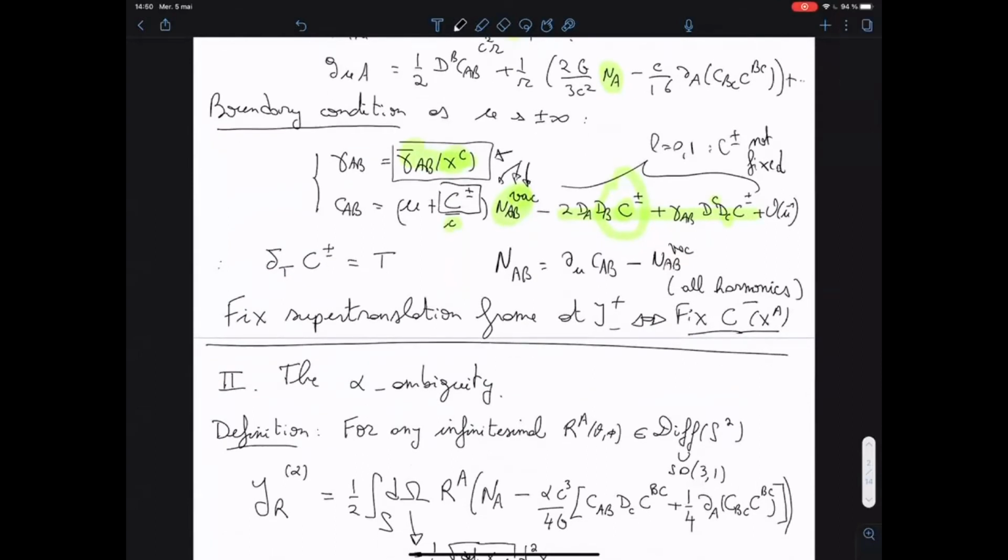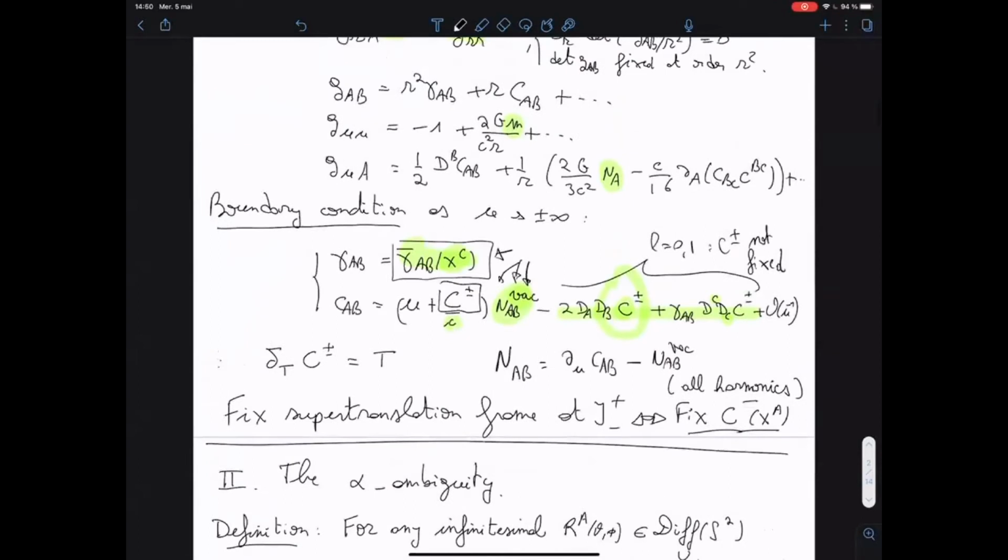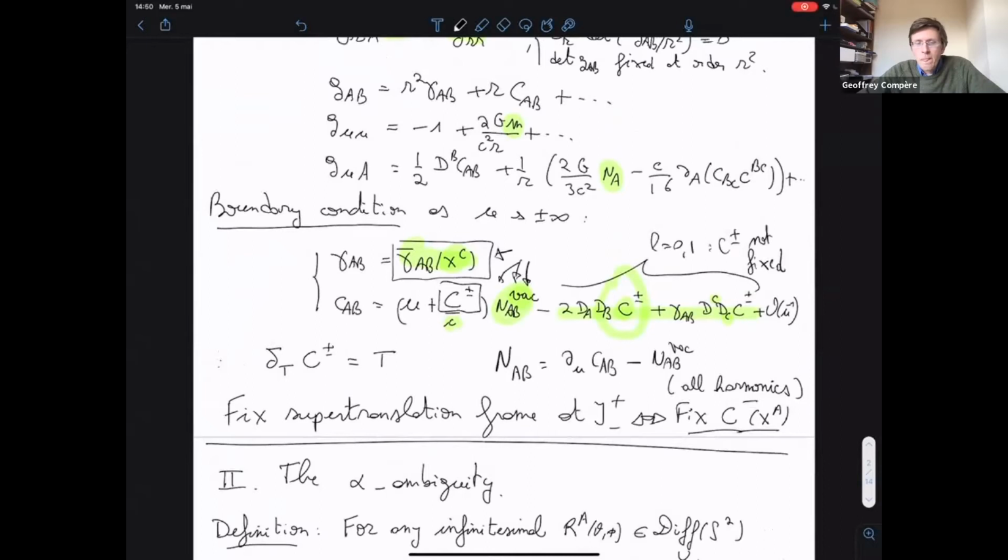Okay. And can one not say I can fix gamma bar AB to be the round sphere, and then N_AB is what? What is this? Then it's 0.